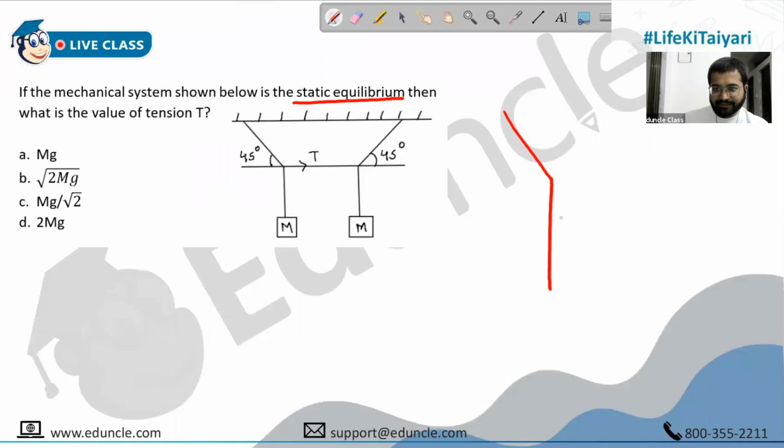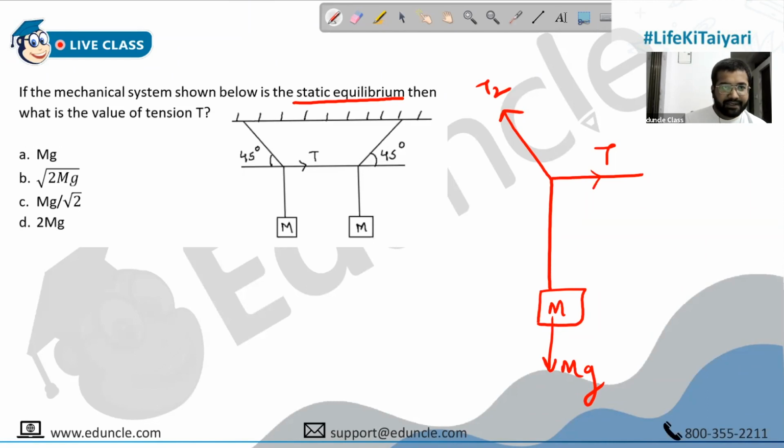Just look at this area. You don't have to even look at the other side. This is tension T. Here you have got M, so here you have got mg, and here whatever is the value, we don't care, call it T2 if you want. They have given us this is 45, it means what is this total angle? 135, 90 plus 45 is 135, people.